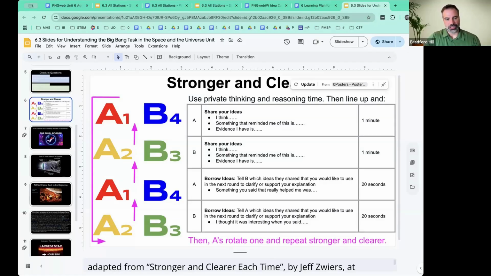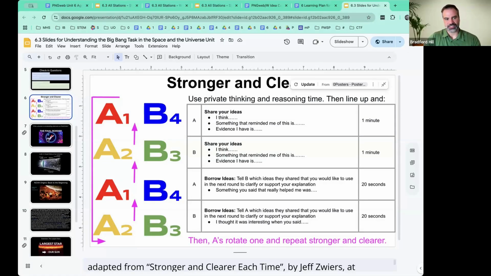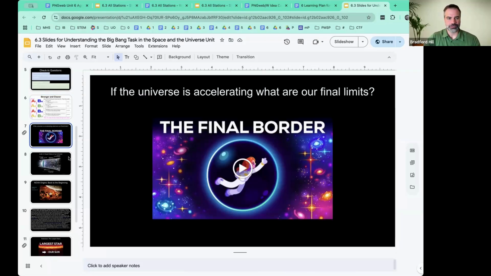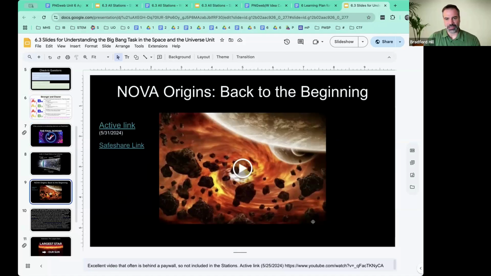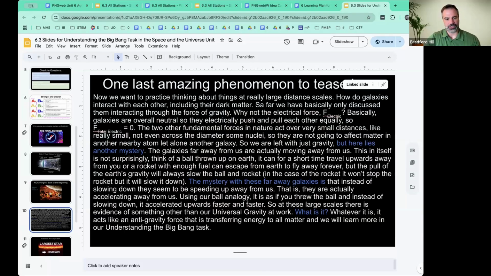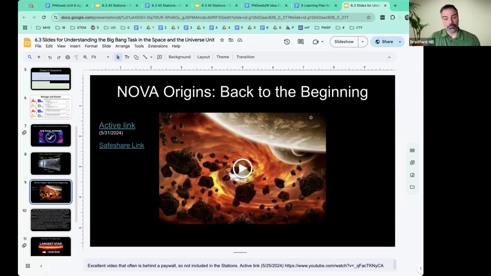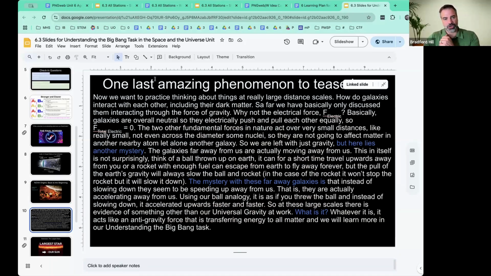before students write, and right here, stronger, clearer before they write. And then there's some really fun bonus material: what are different possibly imagined ultimate fates of the universe. This is excellent, and it's behind a paywall, or it kind of cycles, but I think we might have found a permanent link. If you have a longer time, you can show a half hour of this Nova, Origins, back to the beginning. It hits all the things we just said. Literally, the thesis of this Nova episode is the evidence of the Big Bang. So that's excellent.